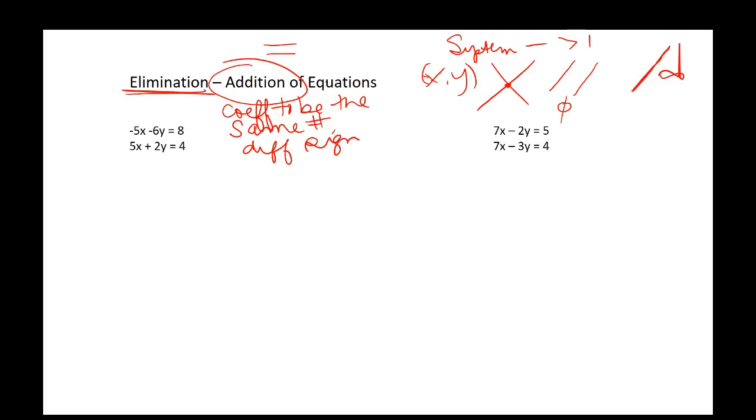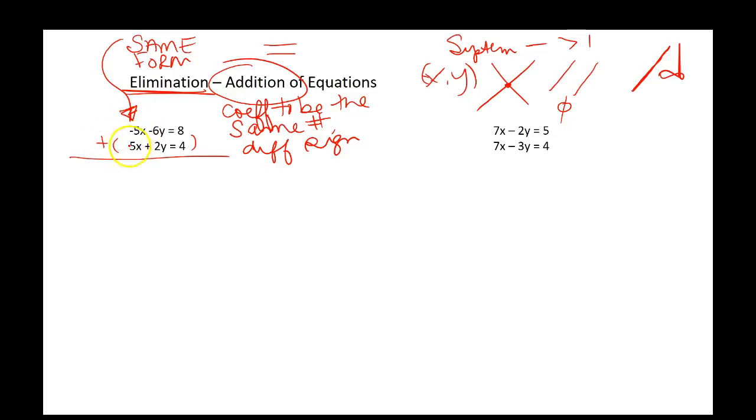So here's an example. We have two equations here. Negative 5x minus 6y equals 8, 5x plus 2y equals 4. Notice that our x's have the same number, but a different sign. The first one is negative 5x, the second one is 5x. So I'm going to add these equations together. And notice, for us to add equations together, they have to be in the same form. These are both in the form ax plus by equals c. If they're not in the same form, we can't add them together. So let's see how this works.